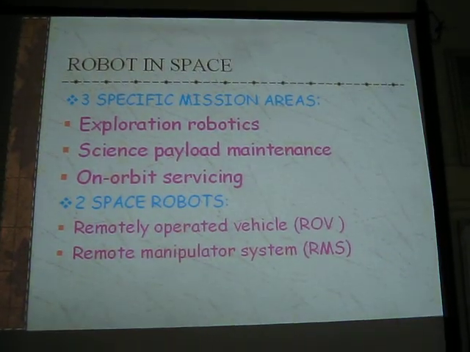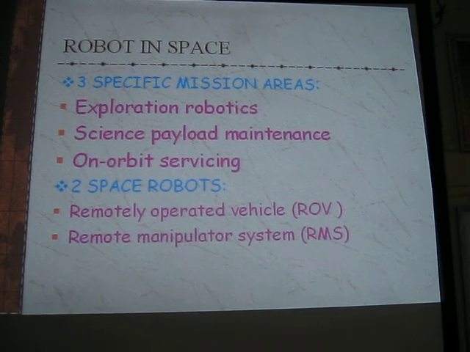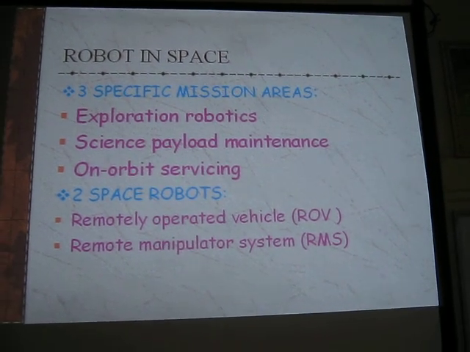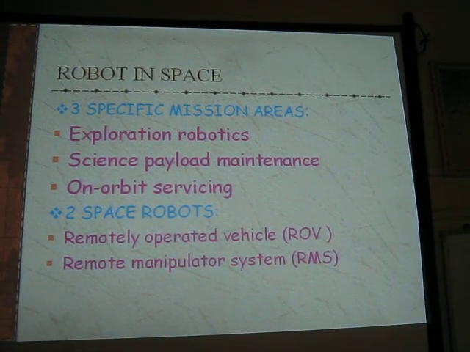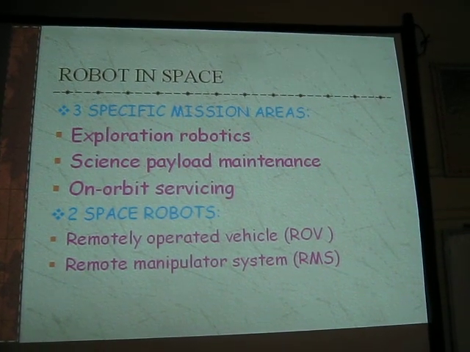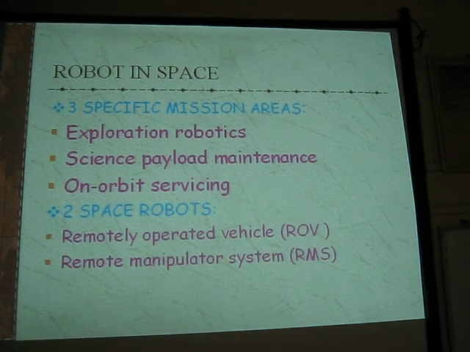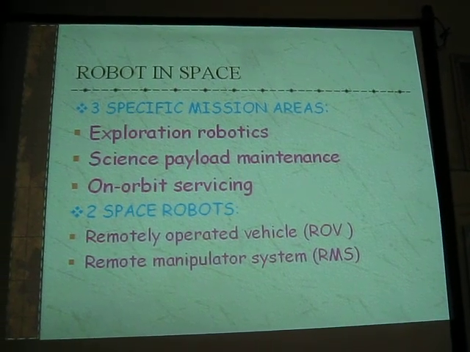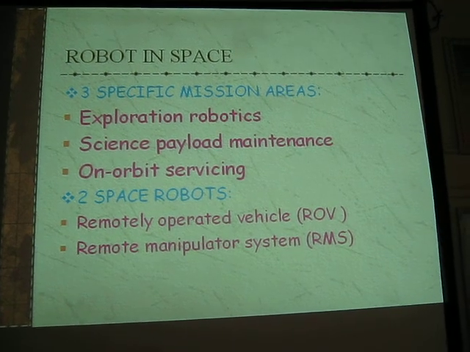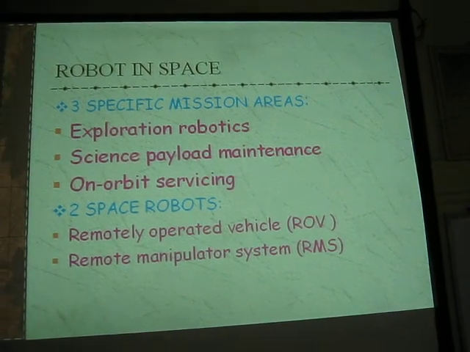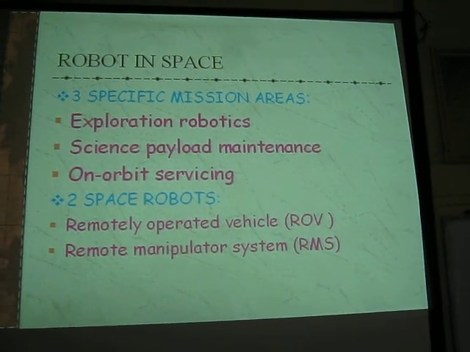Next, robots in space. If you take robots in space, three specific mission areas: one is exploration robotics, science payload maintenance, on orbit servicing. Two space robots are remotely operated vehicle, ROV. See, this ROV has a very important role in water and space also. Remote manipulator systems, RMS.